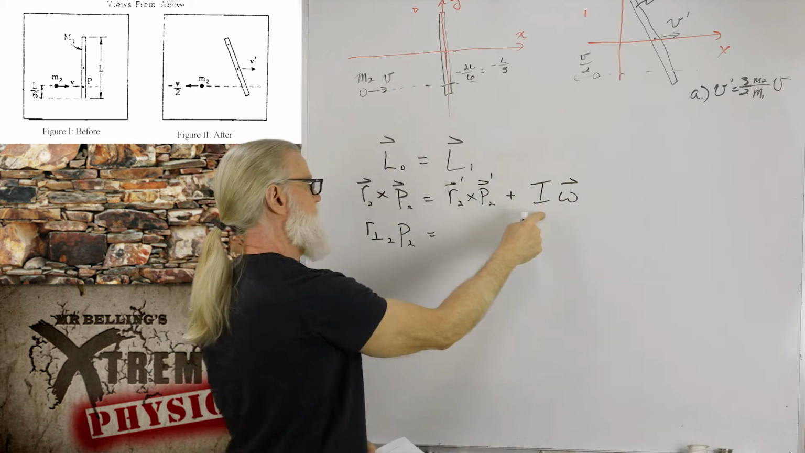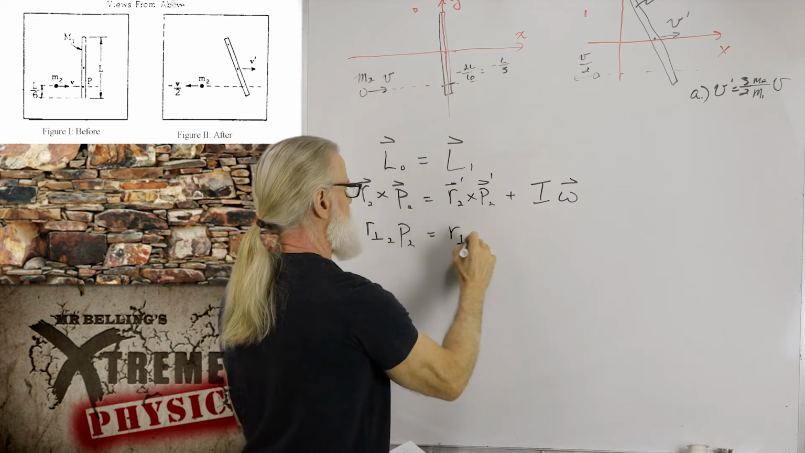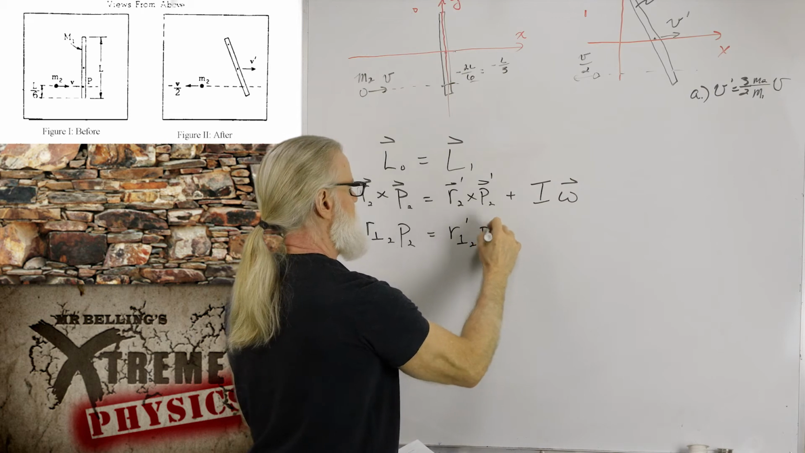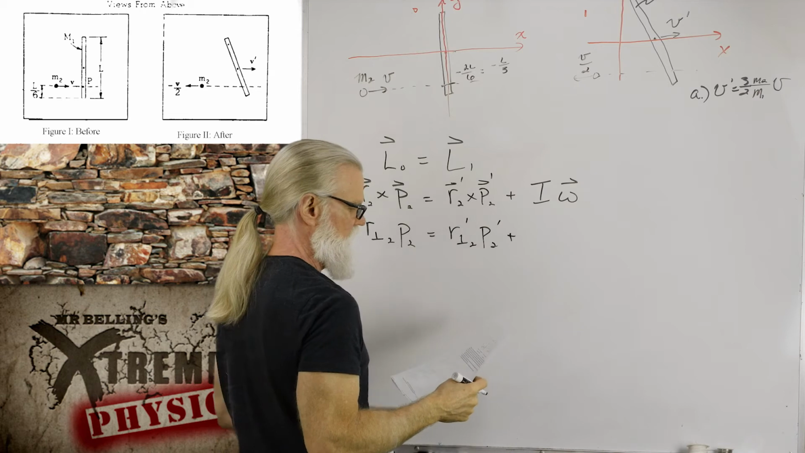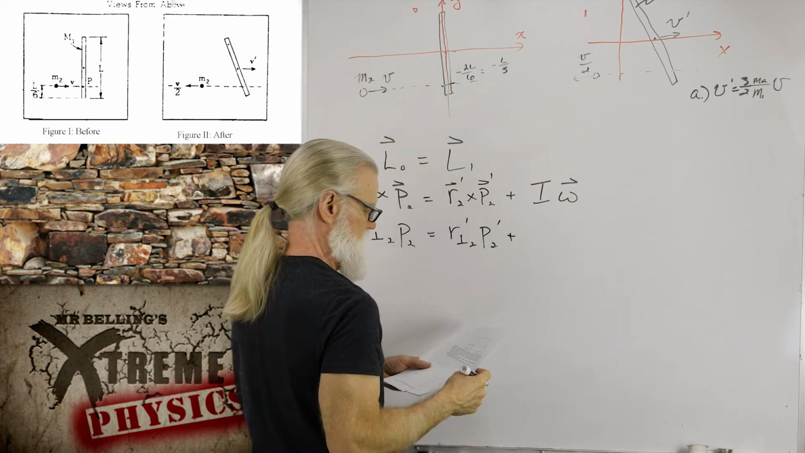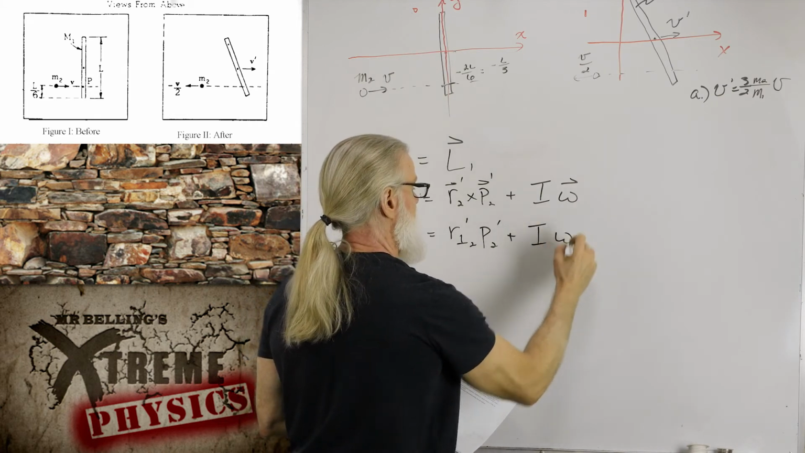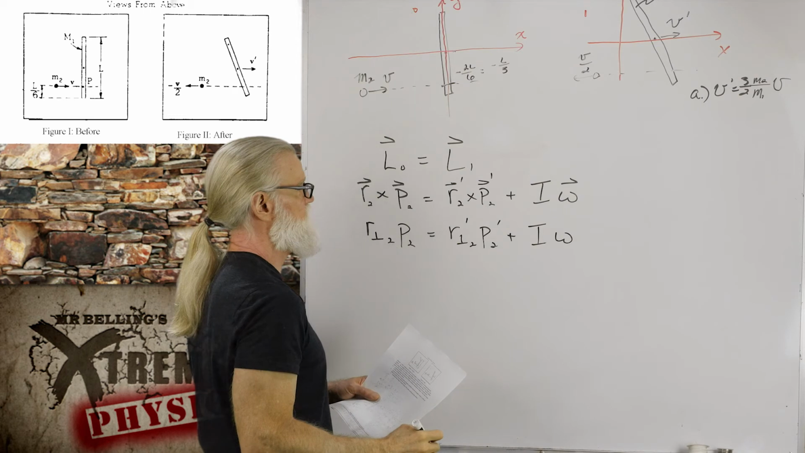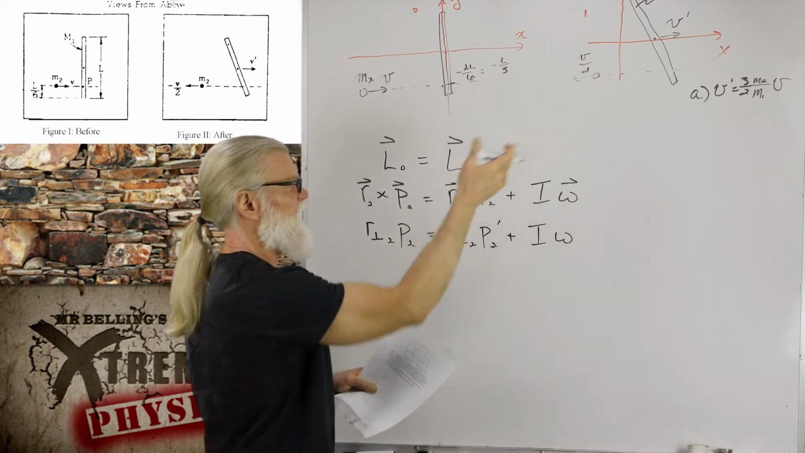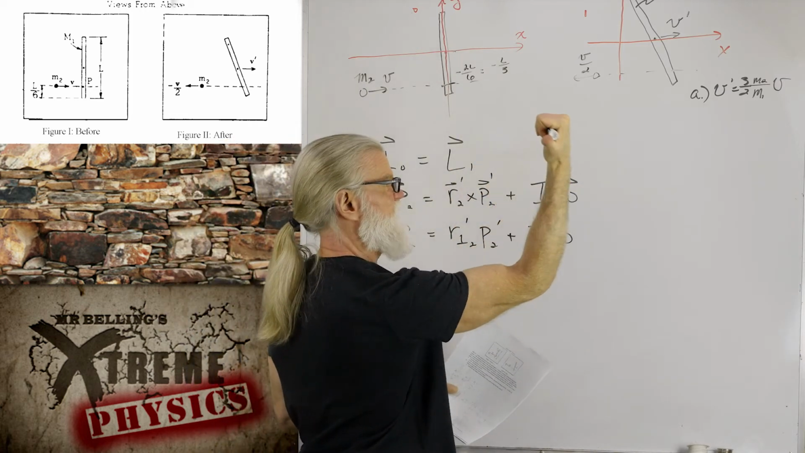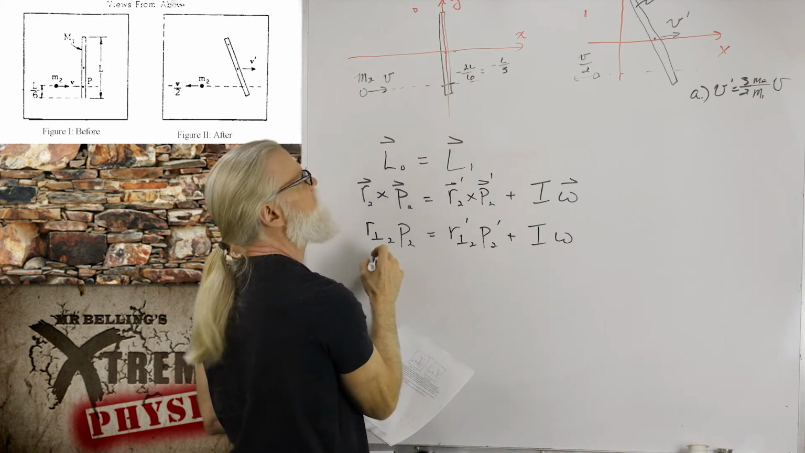We know that, we can figure that out pretty easily. And that's just going to be r perpendicular 2 prime times p2 prime plus I omega. And we know how it's going to be rotating. Its omega is going to be out of the board. So we know the direction of this thing. That's going to be pretty straightforward.